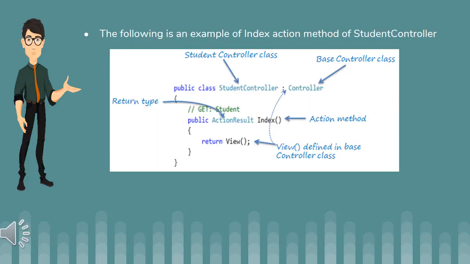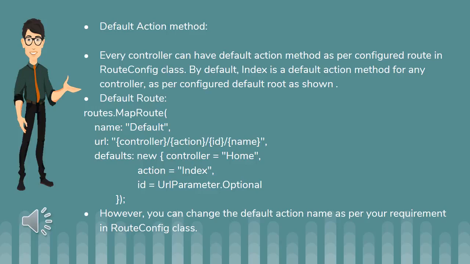The following is an example of the Index action method of the StudentController. As you can see in the above figure, the Index method is a public method and it returns an ActionResult using the View method. The View method is defined in the Controller base class, which returns the appropriate ActionResult, default action method.